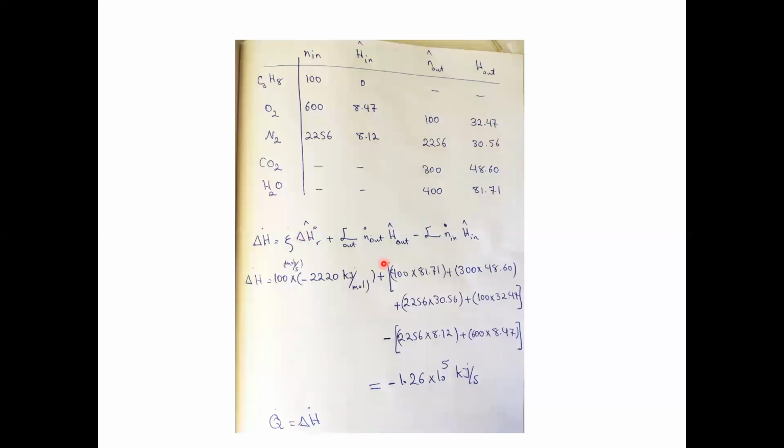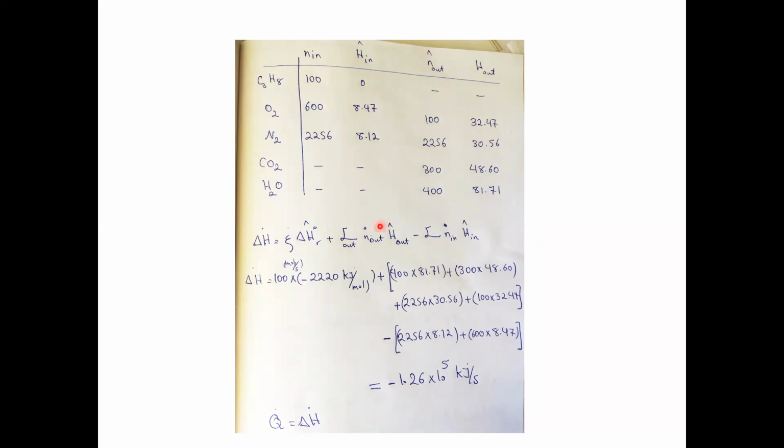The standard heat of reaction is given, and we have all the information of the mole flow of the outlet and inlet. So we have to add all the outlet together: this one multiplied by this one, plus this one multiplied by this, plus this one multiplied by this, plus this one multiplied by this, as I provided for you here, minus n_i H_i of the inlet that I just provided for you. So that will be delta H, the rate of enthalpy change.